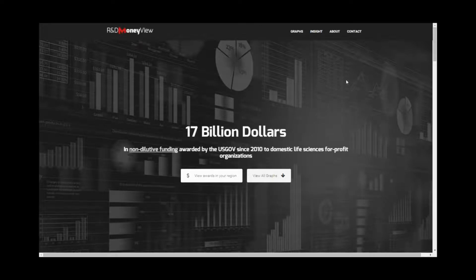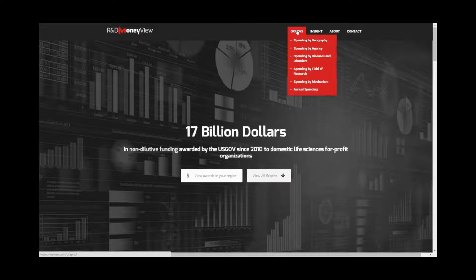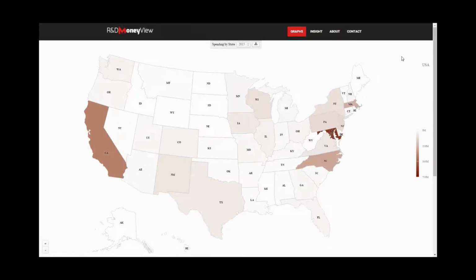So first of all, our statistics here start at 2010, and since that time, $17 billion were awarded for domestic for-profit organizations. And you can have a few graphs that you can see. And before we begin looking and reviewing the SBIR and STTR program, I would just like to show you a sneak peek of what this tool is capable of. So as you can see, this is the map of the US, and this is basically a geographical distribution of the awardees.